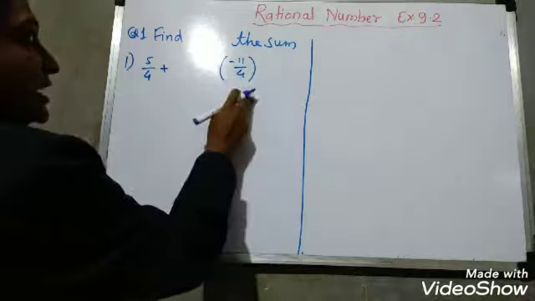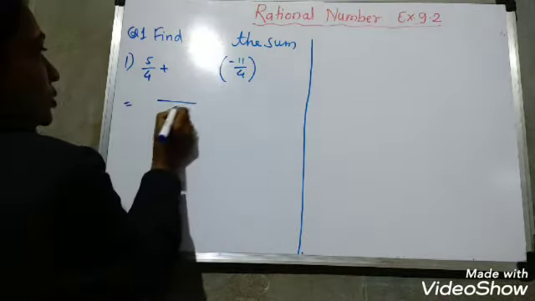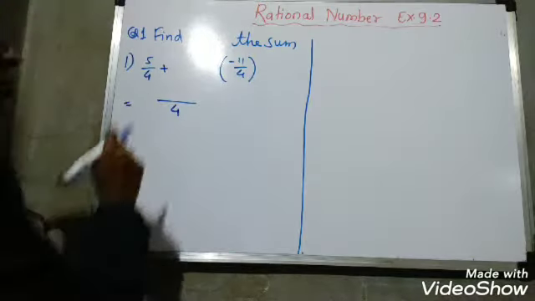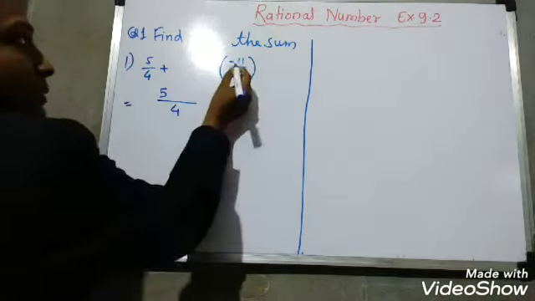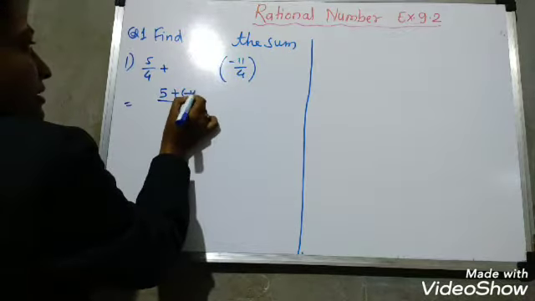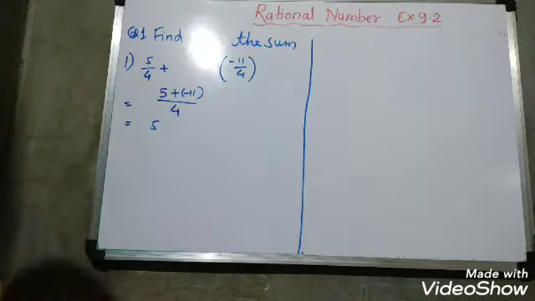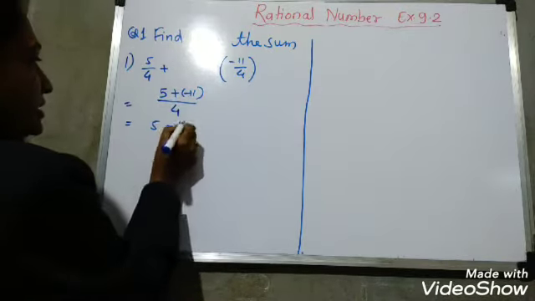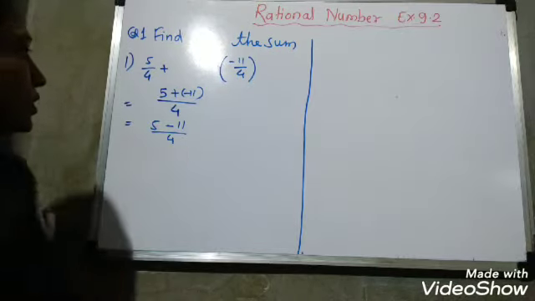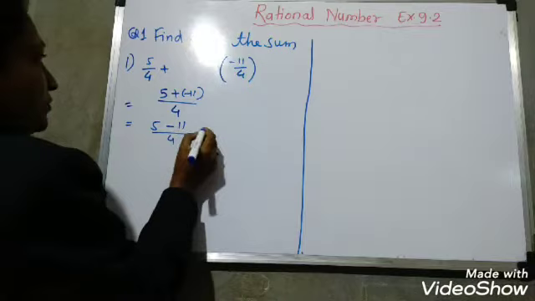So see here, the bases are the same, so we can add the numerators directly. The base is the same, so we take only one common base, 4. And now this 5. Now see, plus minus 11 is there, so we can write plus into minus, it is minus 11 upon 4. So 5 minus 11, we have to do this. What will you get?